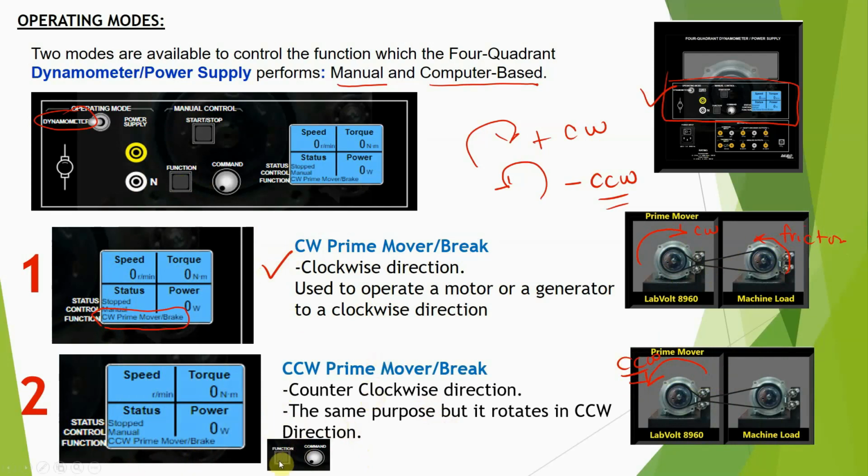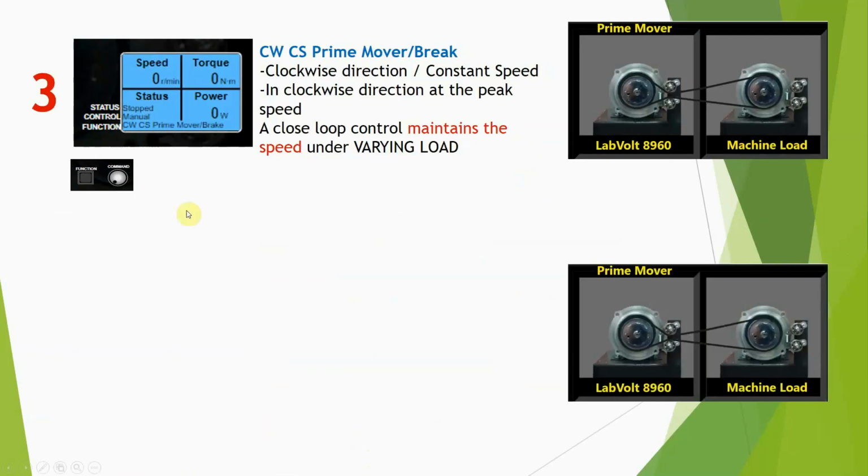Again, if I press this one, I will have another screen, clockwise constant speed prime mover, CWCS. So again, it has a constant speed in this direction, right? Constant speed, and in the closed loop under any varying load, it maintains the speed because of the closed loop control on this 8960 model.